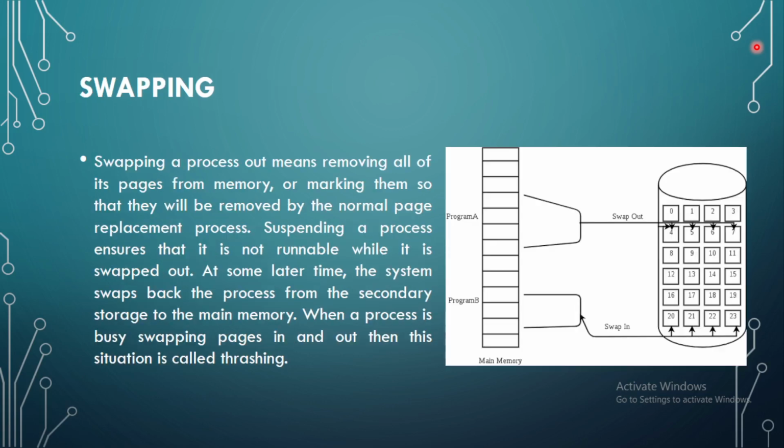Here, swapping. What does swapping mean here? Swapping a process out means removing all of its pages from the main memory, or making them so that they will be removed by the normal page replacement process. Suspending a process ensures that it is not runnable while it is swapped out. At some later time, the system swaps the process back from the secondary storage to the main memory. When your process is busy swapping pages in and out, this situation is called thrashing.